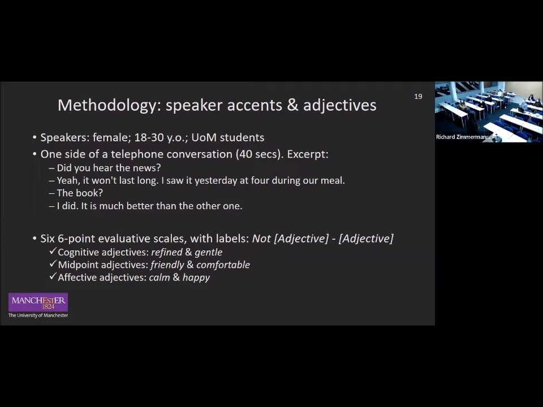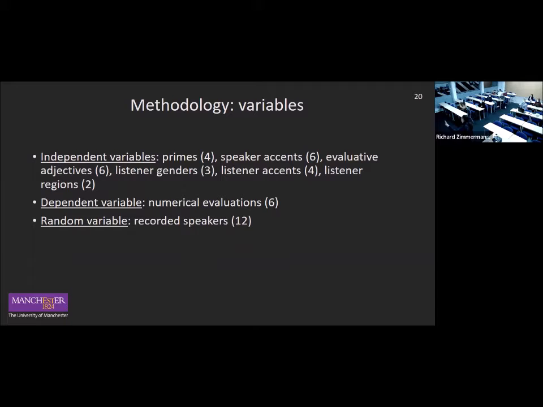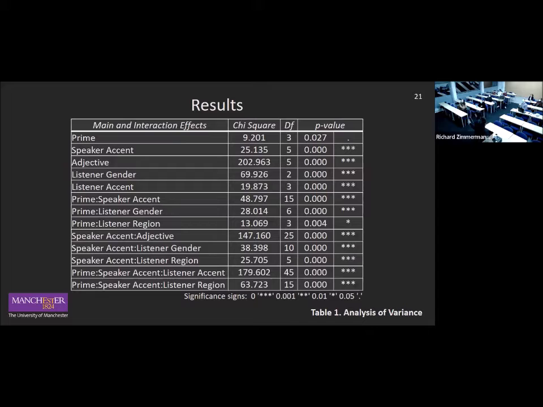So to recap, these were my independent variables: four primes, speaker accents, evaluative adjectives. My dependent one was the numerical evaluation, 6 points. And I also had the speakers as a random variable, as I said before. So these are the significant results of the analysis of variance. And these are the ones we're going to focus on, the yellow ones. So there were three-way interactions with prime, which was great. And there was a two-way interaction with adjective. Adjective was not found to significantly interact with prime.